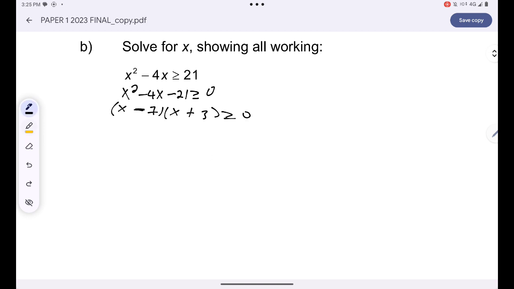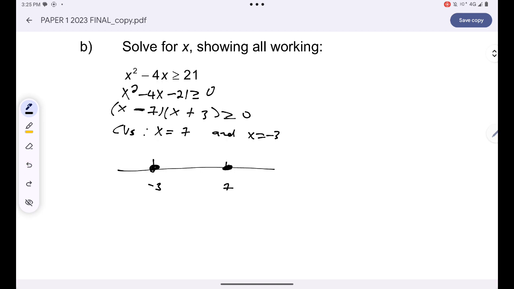And then we must find the critical values. What are critical values? Critical values are the values of x that when you substitute over here, will give us 0. So critical value number 1, I have 7. And another one is negative 3. And then after writing down my critical values, I must just plot them on my number line. I have negative 3 and 7. Both of them are included. Why are they included? Because there's an equal sign over there.